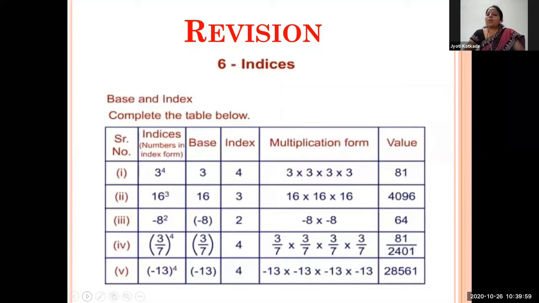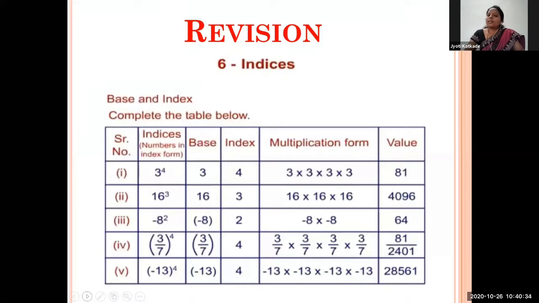Now multiply numerator with numerator, that is multiplication of 3 four times, then we get value 81. In the same way, when we multiply 7 four times in the denominator, we get 2401. So now our value is 81 divided by 2401.